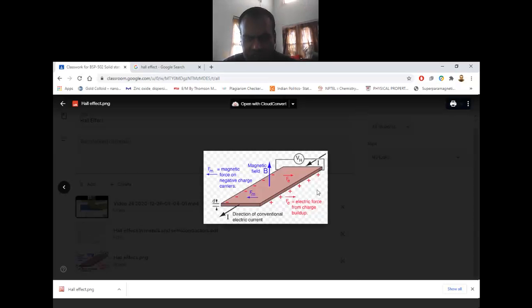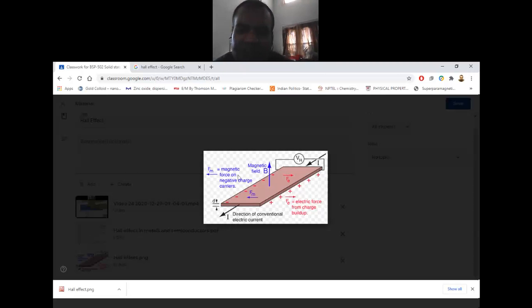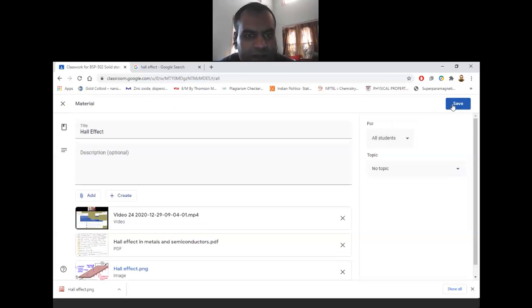Okay, so I think this image is very easy to understand when we talk about Hall effect. It clearly shows the separation of charge carriers and current is flowing. The magnetic field is perpendicular to the conductor, and this Hall voltage is developed because of the separation of the charge carriers due to the magnetic field. So this Hall voltage is actually perpendicular to both the current and the magnetic field. I think this picture is quite easy to understand. So I am posting this picture to Google Classroom.